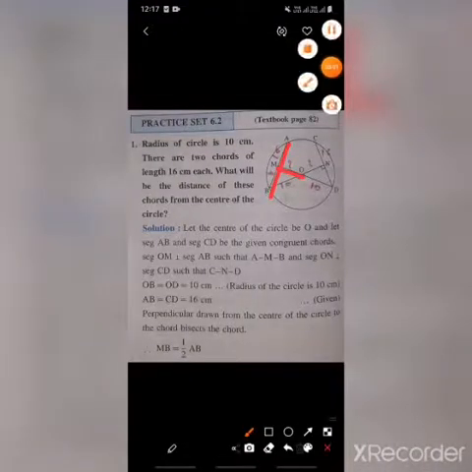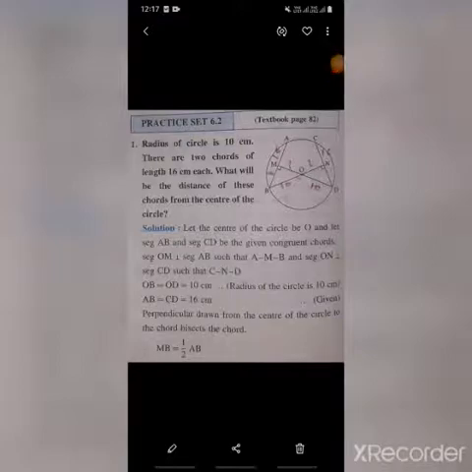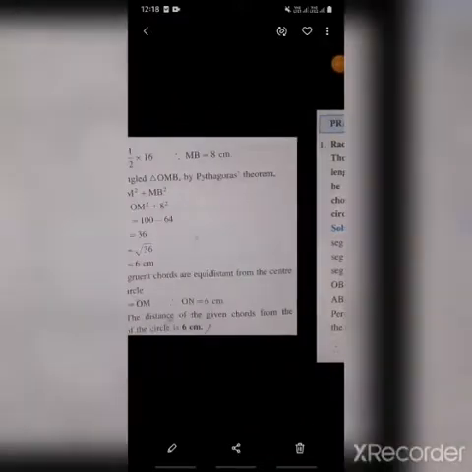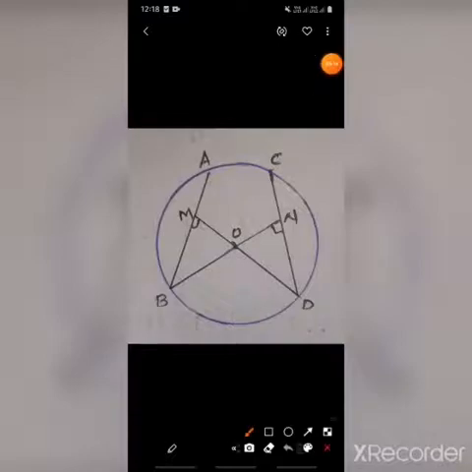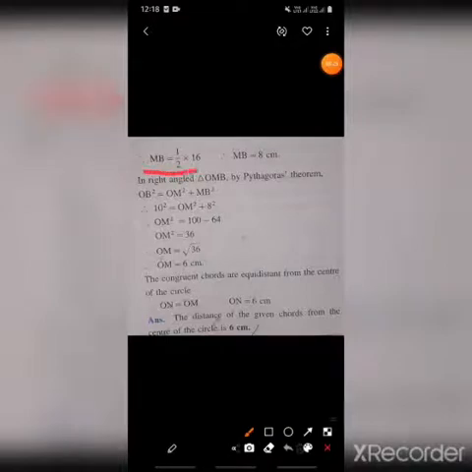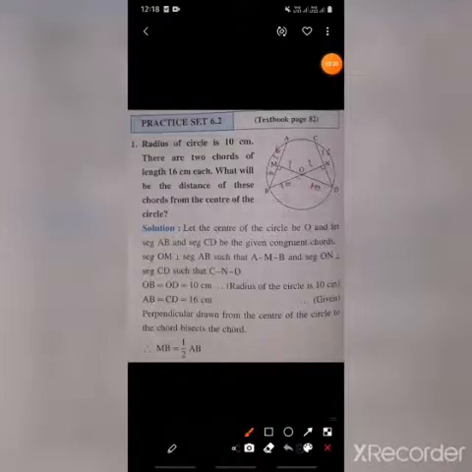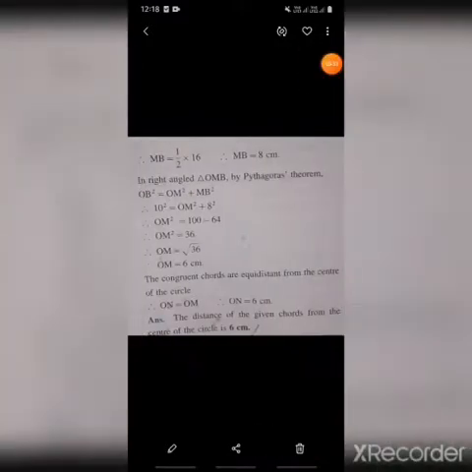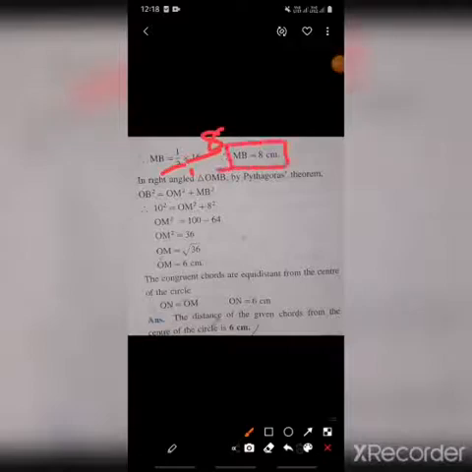Then students, therefore MB is equal to half of AB. Here you can see MB. Where is MB? MB is equal to half of AB. Okay, so AB is 16 centimeter, because this one is given in the question. Half of AB, chord is 16 centimeter. Then 2 ones are 2 and 2 eights are 16. So MB is 8 centimeter.